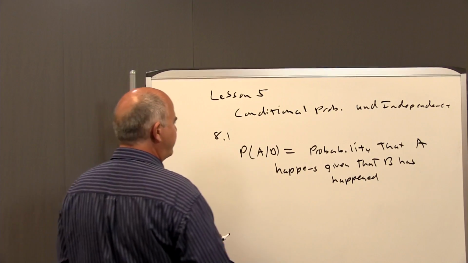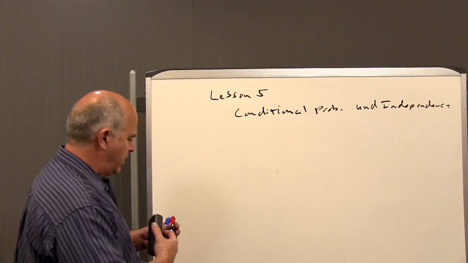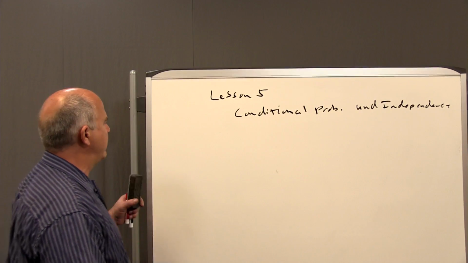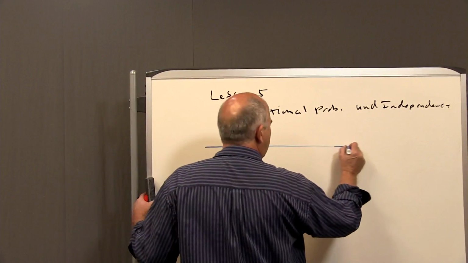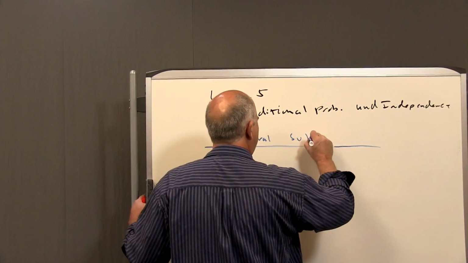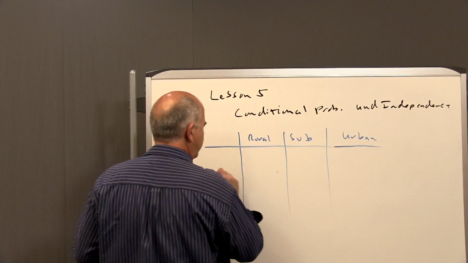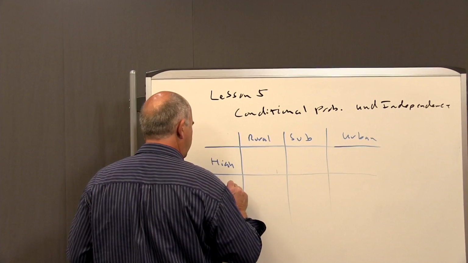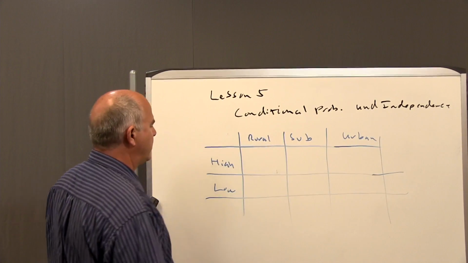I think probably my favorite question with conditional probability is the contingency table. I haven't done one of those yet. Let's do that, right? If we do a contingency table, I won't do my favorite one this time. We'll do rural, suburban, urban, and income level, high income and low income. I think I'll just do high and low, just to make this a fairly quick example.